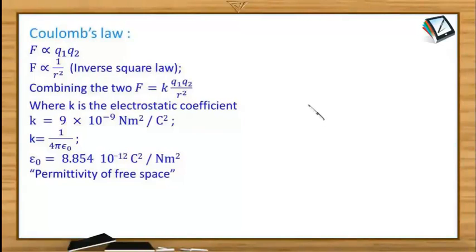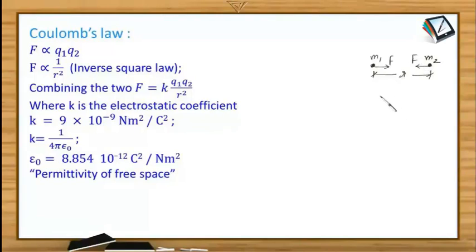So now let's talk about Coulomb's law. But before that, I would like to remind you of the things we covered in force of gravitation. Suppose there are two masses m1 and m2 kept at a separation small r from each other. Then the force of attraction F acts between these two objects.